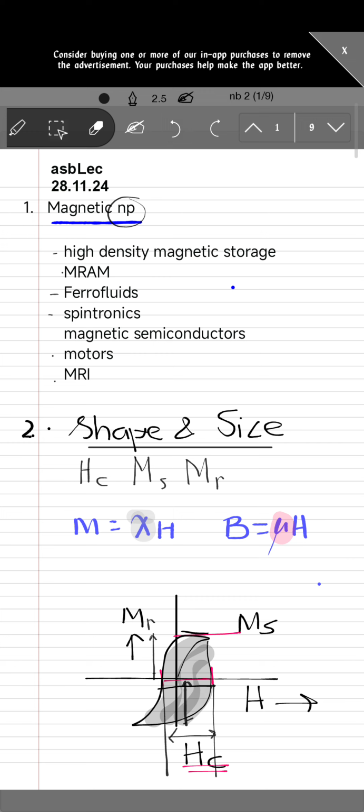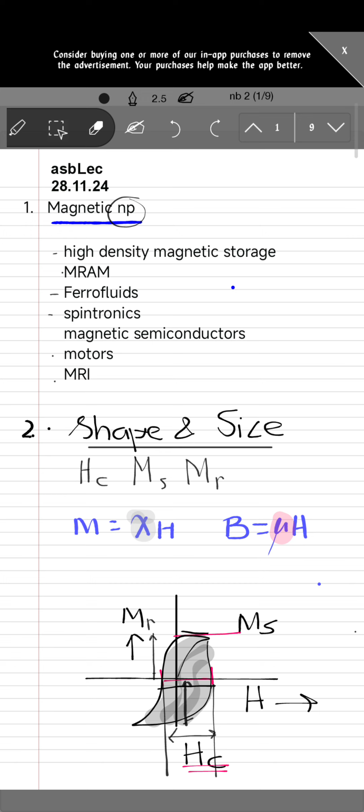Coercivity is the width of the hysteresis loop, and retentivity is the value of the magnetization when the field is made zero, and saturation magnetization is the maximum magnetization that has occurred, which can be seen through the plot. Now, all these regions have been marked.